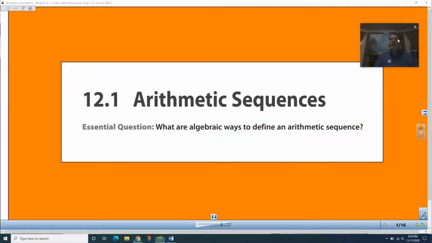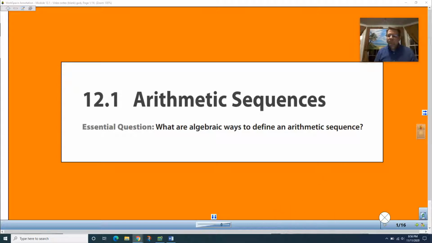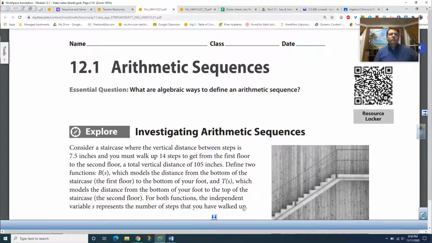Let me slide just a little bit further up here. Let's go on and get started. First of all, what is an arithmetic sequence? Well, previously we described that as an addition or subtraction. It's a list of numbers with an addition or subtraction pattern.